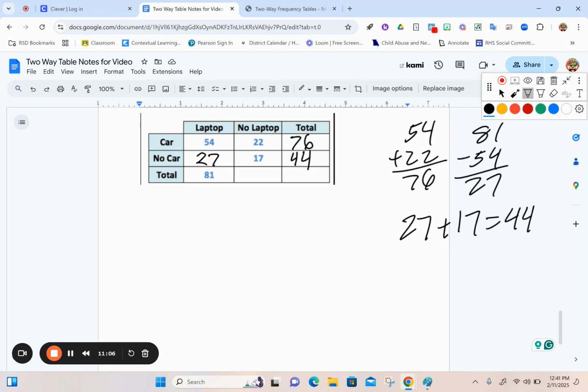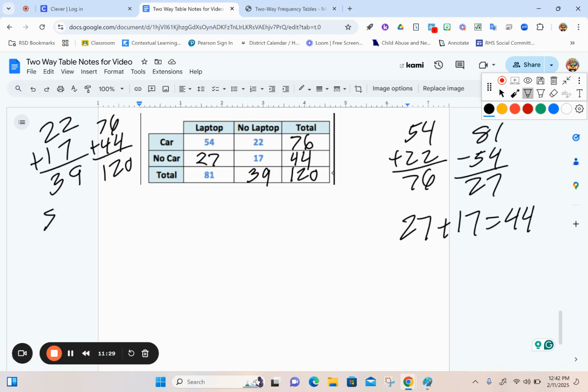And 22 plus 17. 22 and 17. 39. So now I'll check out what is 76 plus 44. 76 and 44 added together. That's 120. Is that the same as 81 plus 39? 120.